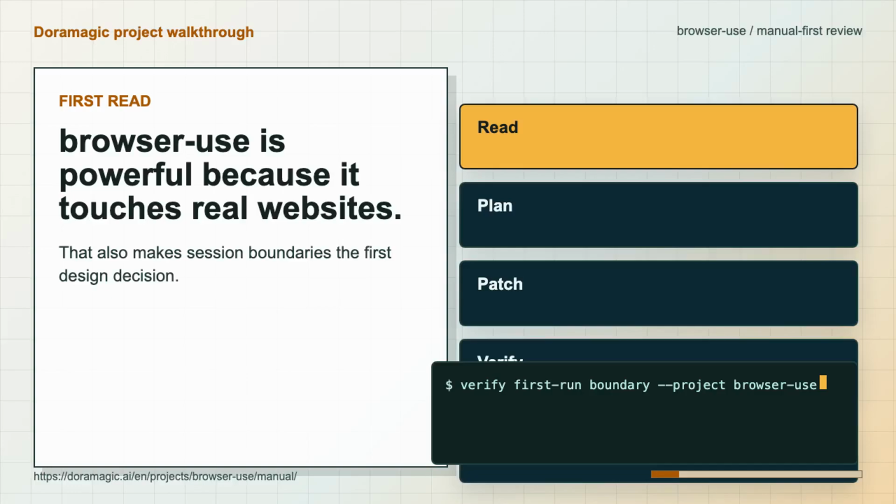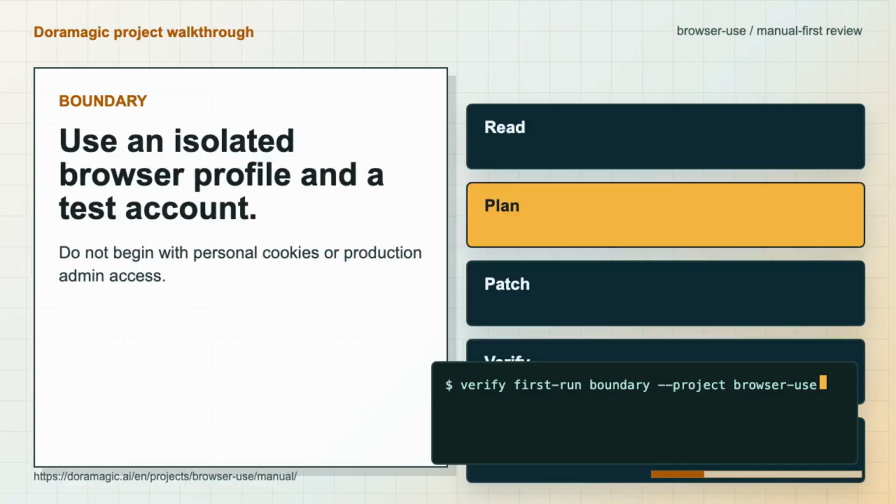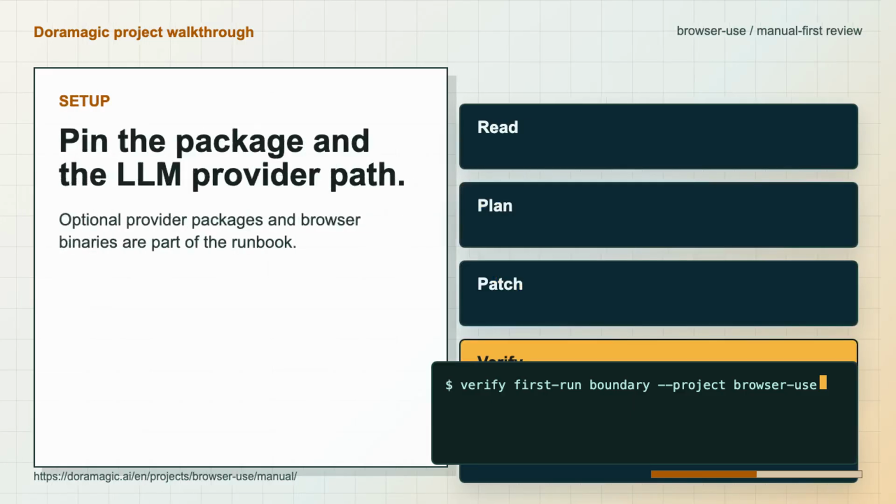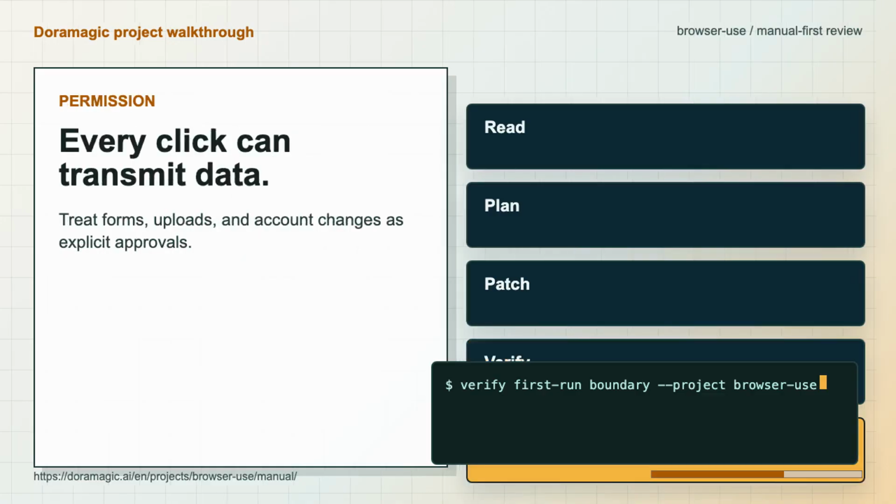Browser use is one of those projects where the demo can look almost too easy. Give an agent a browser, ask it to complete a web task, and suddenly it can navigate pages, click buttons, fill forms, and extract data. The Doramagic reading is more cautious. The browser is not just another tool. It is where accounts, cookies, permissions, and private state already live.